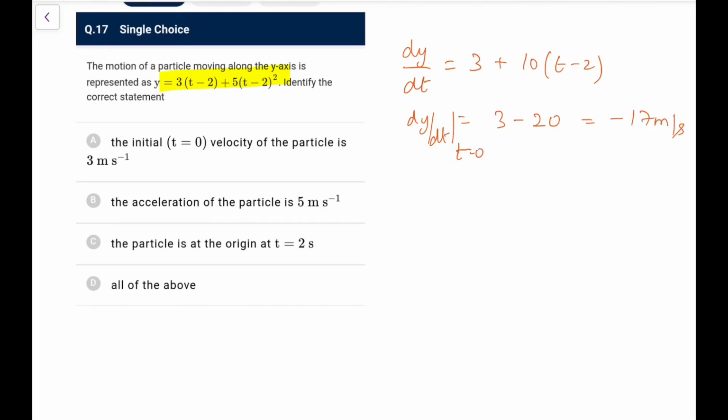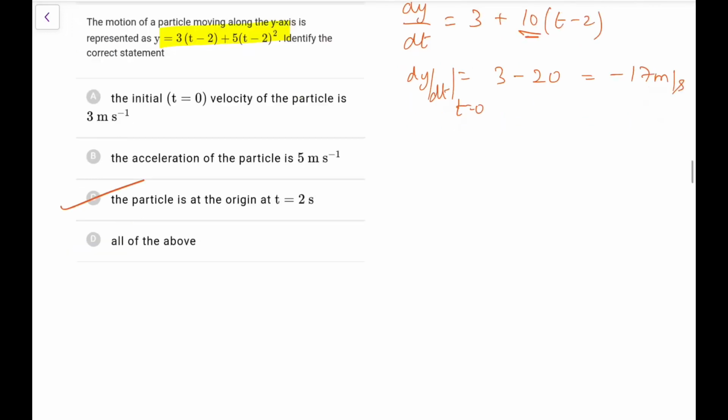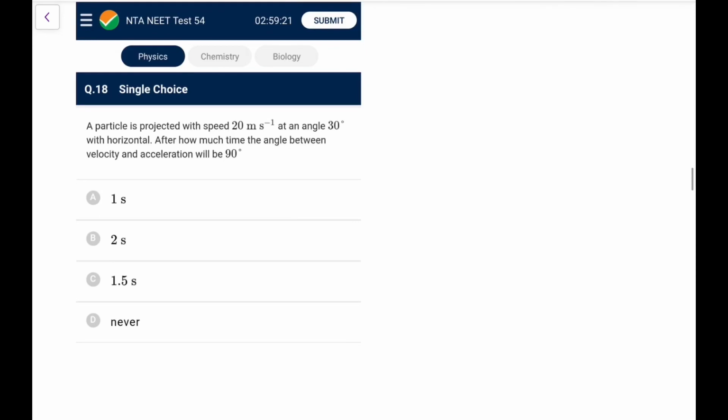So it is not 3. Speed would be at t equal to 2 seconds. Acceleration of the particle is 5? No, I can easily make out it is 10. Particle is at the origin at t equal to 2 seconds. So just check, t equal to 2 seconds, y would be 0. So it is option C that is only correct. Rest are false. Next, go ahead.